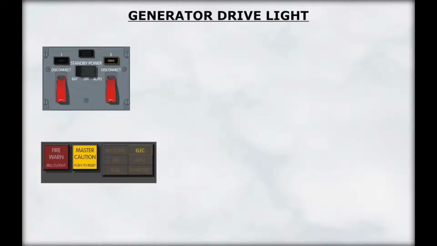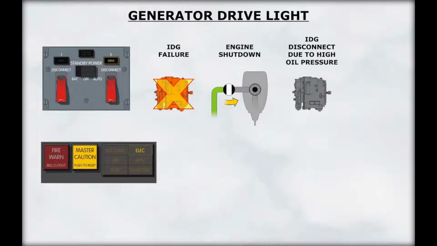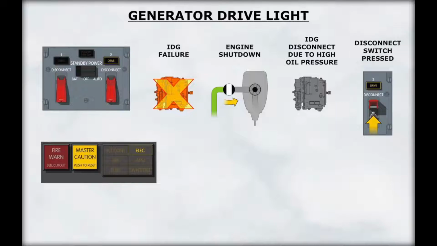The IDG is monitored by the associated generator drive light. This light illuminates amber for one of the following conditions: IDG failure, engine shutdown, automatic disconnect due to high oil pressure, or IDG disconnected by the disconnect switch. The electrical annunciator and both master caution lights will also illuminate.